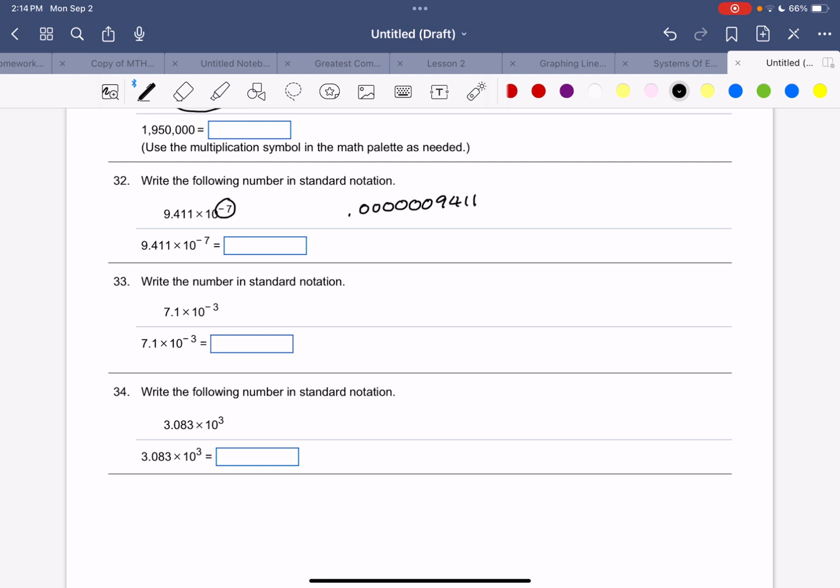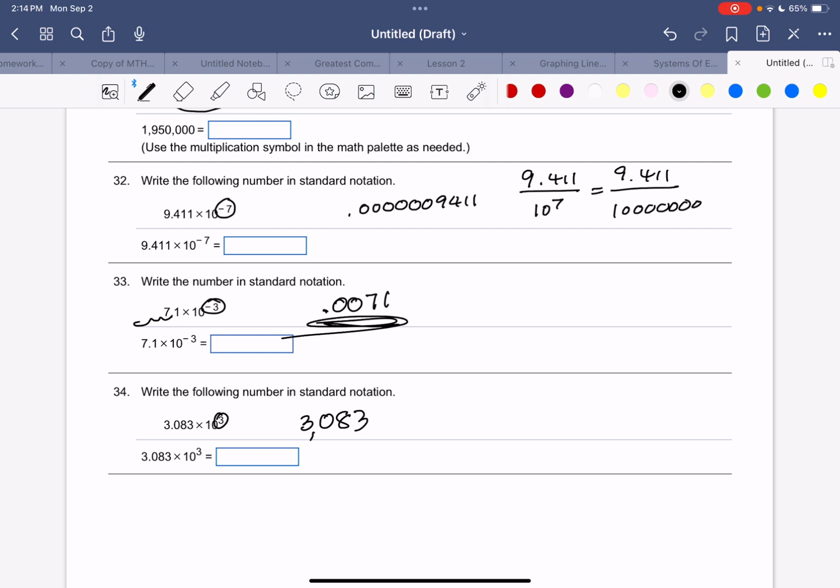This means, remember, 9.411 over 10 to the 7th. That means 9.411 divided by that. 1, 2, 3, 4, 5, 6, 7. You do it on your calculator, you get this tiny number. But really, just move your decimal to the left if it's a negative. Same thing here. I've got a negative exponent. I'm moving it back 3 places. 0.0071. Here, positive exponent. I'm moving it to the right. 3083. Negative exponent, small number. Positive exponent, large number.